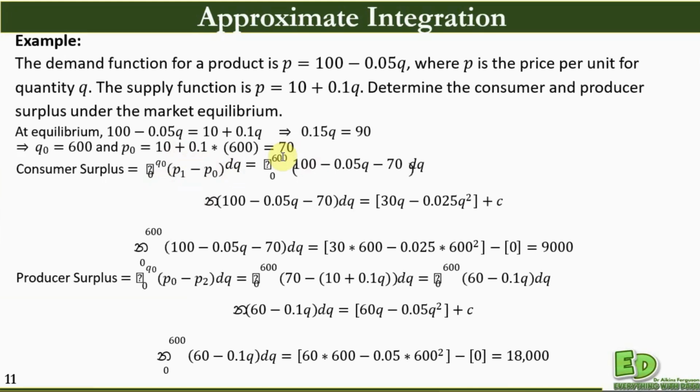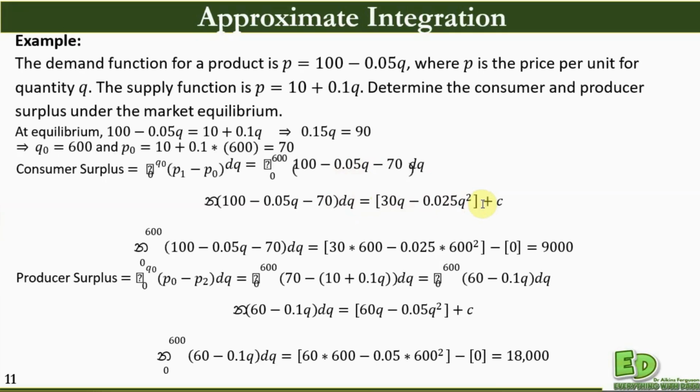So we have the integral with upper limit 600, lower limit 0. The demand function is 100 minus 0.05Q, minus 70. Remember 100 minus 70 gives us 30, so we have 30 minus 0.05Q. The next thing is to integrate. When you integrate 30 minus 0.05Q, you're going to get 30Q minus 0.025Q squared.